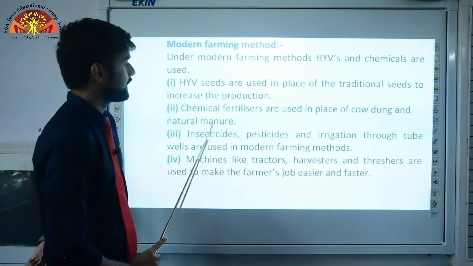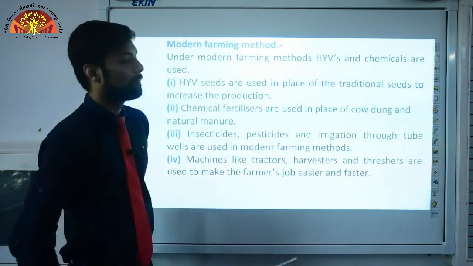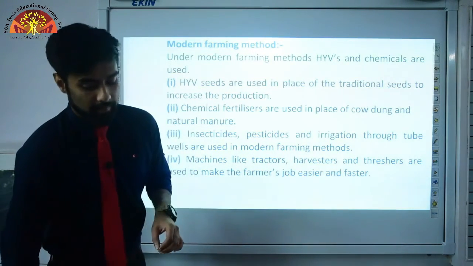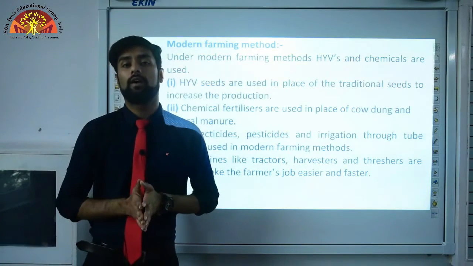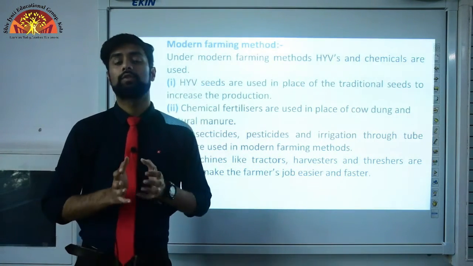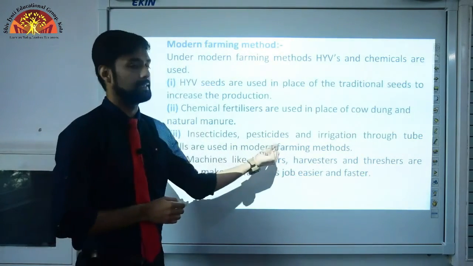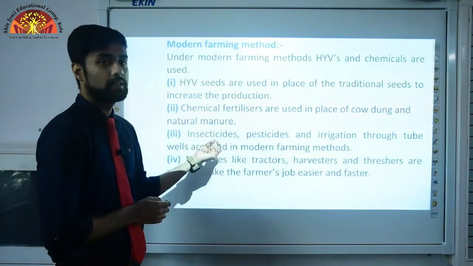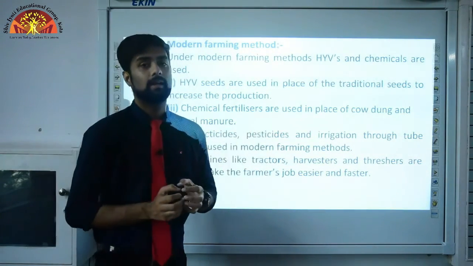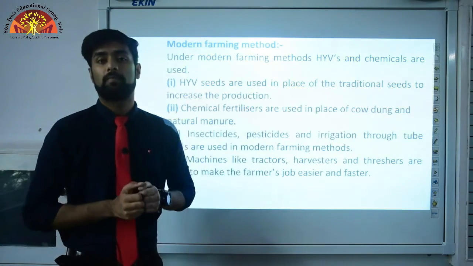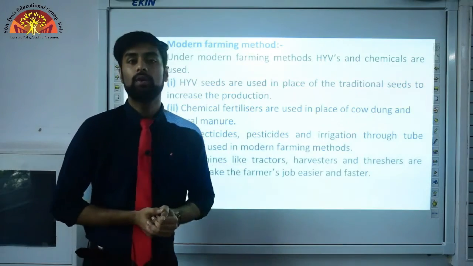Next point, insecticides, pesticides and irrigation through tube wells are used in modern farming methods. Earlier what used to happen, farmers didn't have enough support or enough resources to get rid of their disease or the insects which used to harm their crops. But nowadays we have good quality insecticides and pesticides. Insecticides are the chemicals which kill the insects in the crop and pesticides are the chemical they protect your crop from disease. अगर आपकी फसल में disease लग जाती है तो pesticide से आप को बचा सकते हो.